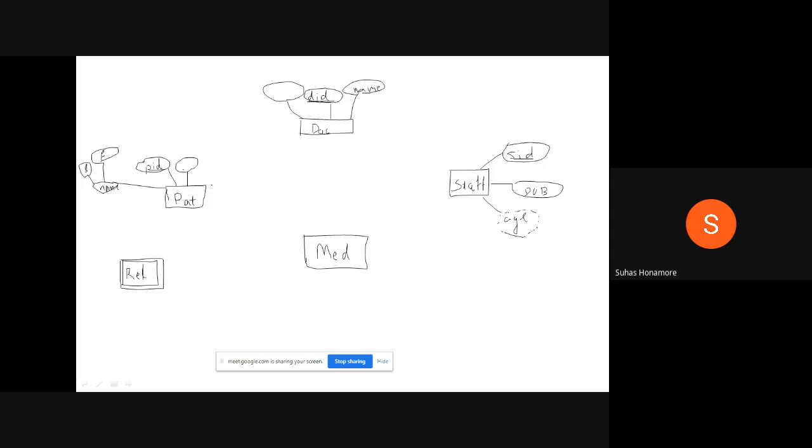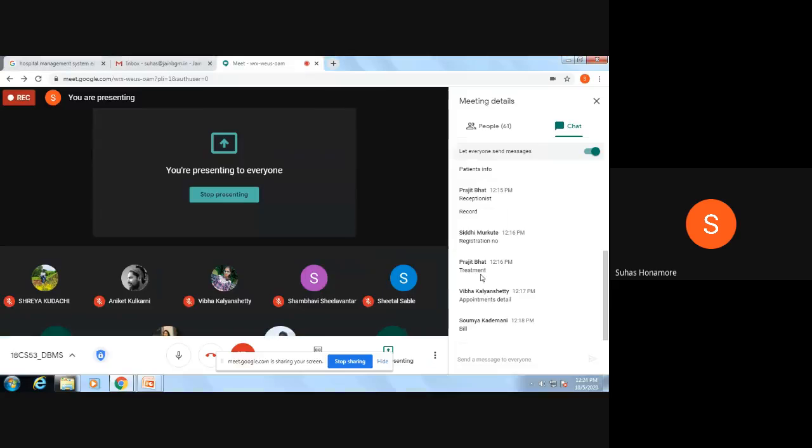Like this, first you write the entity types, then the corresponding attributes. Now one by one you have to identify the relationships. Here we will write whether there is a relationship between any of the entity types or not. First we'll see the doctor and patient relationship. Till now, any doubts first? Okay.